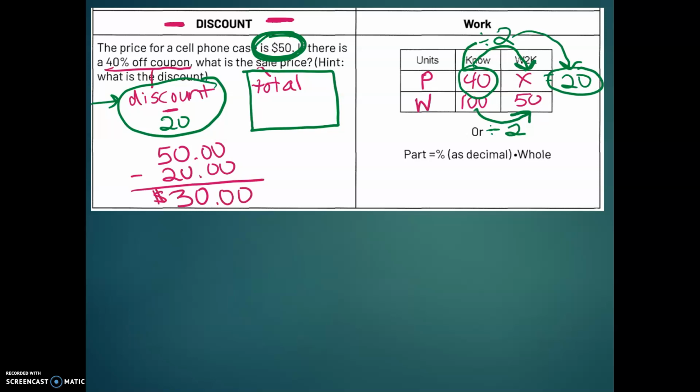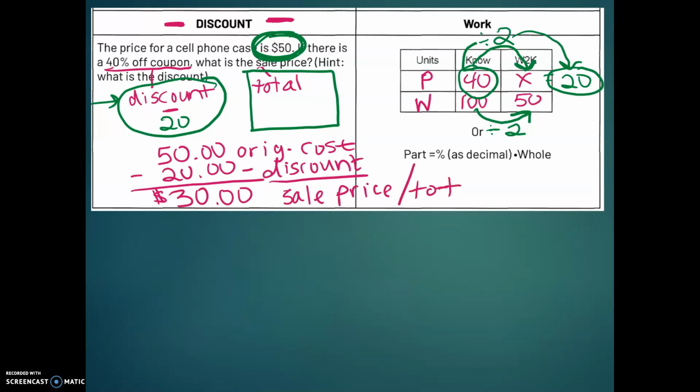So you would take your original cost, I'm going to shorthand that here for the notes, original cost minus the discount, and yes, I would write this down in your notes, please, equals your sale price, which they could also call total. There's actually quite a few things they could call it, so we'll talk about vocabulary also. But here we followed the formula, and we found our total of $30.